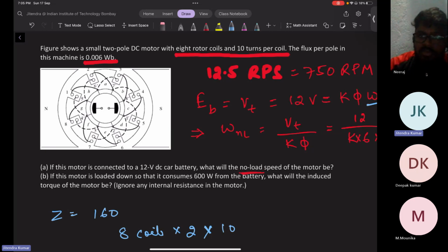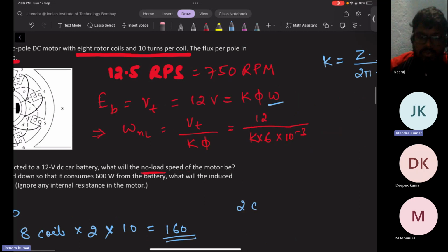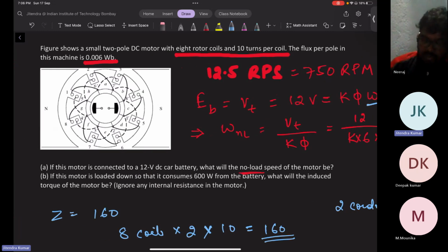Okay, you are correct till this point, but there is something that you have to consider. Two conductors per turn, you are correct. Two conductors per turn, and there are four turns per coil, right? In each coil, the number of turns will be four.